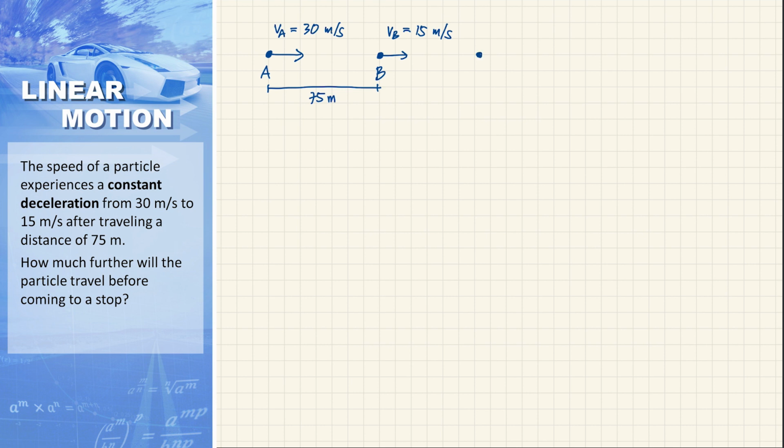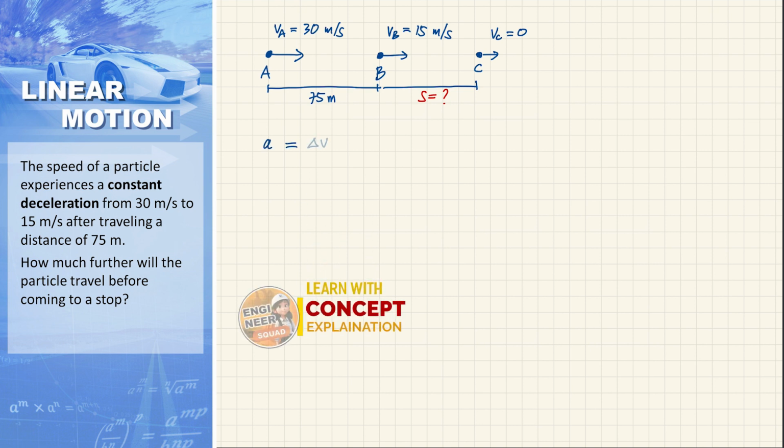Then, this particle moves until it reaches point C, where it stops, or VC equals 0. The question is, how long is the distance between point B and point C? What we need to define now is the deceleration of this particle. Deceleration A is the change in velocity divided by time. That is, VB minus VA divided by t.